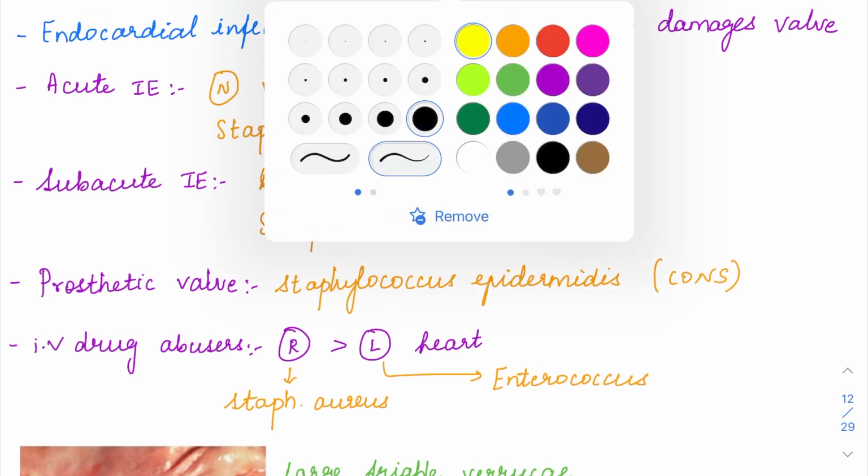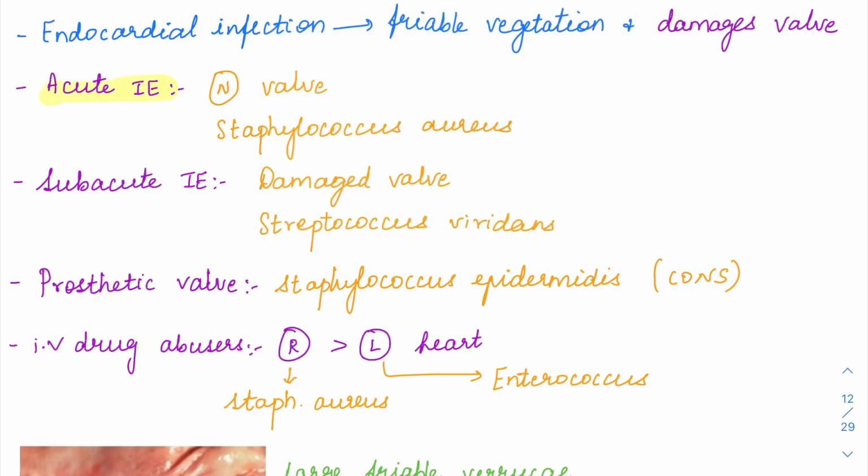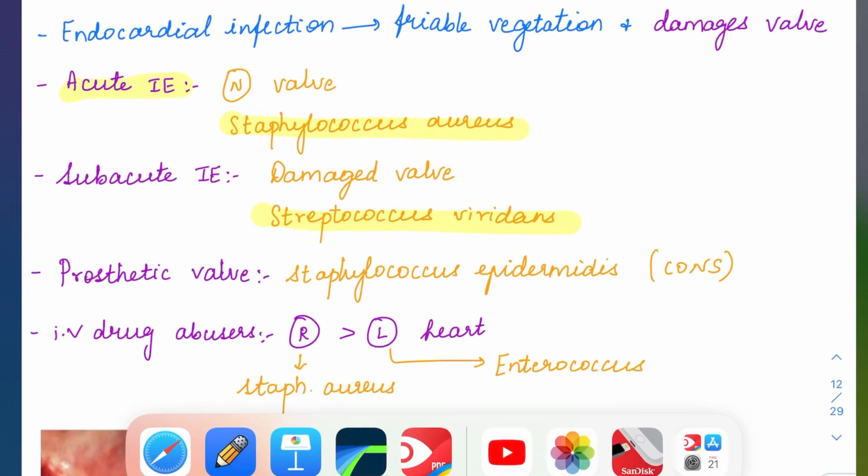Acute endocarditis is the one in which the infection is on a normal valve. On a normal valve, the infective organism is going to cause damage. The organism most commonly associated with acute infective endocarditis is Staphylococcus aureus. While in subacute infective endocarditis, the organism is going to affect already damaged valves, where the valve is damaged by some other disease like valvular disease. On that damaged valve, it is going to cause infection. The most common organism associated with subacute infective endocarditis is Streptococcus viridans.